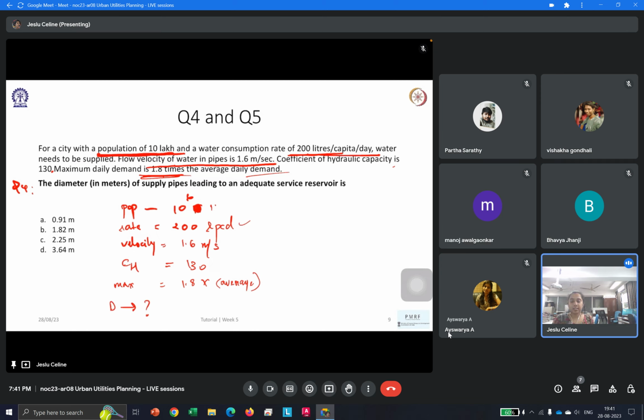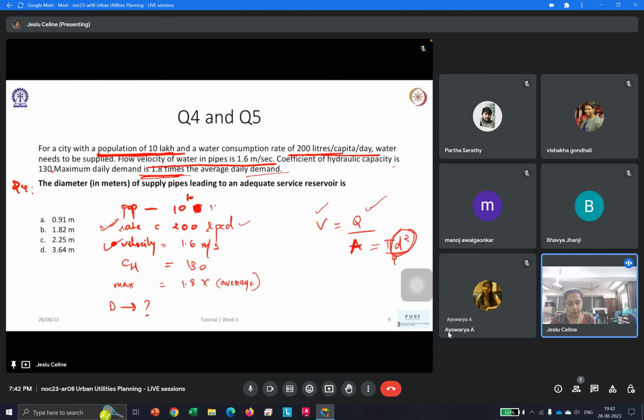So let's start. In order to find the diameter, we know the velocity, and we also know the rate of pumping, which means volume also to an extent we will be able to get. We've been asked to find the diameter. So we can use a simple formula that velocity is equal to discharge by area. We know velocity, and we can find discharge also. Area is pi d square by 4. So from that we will be able to find d. So we'll go by this approach.